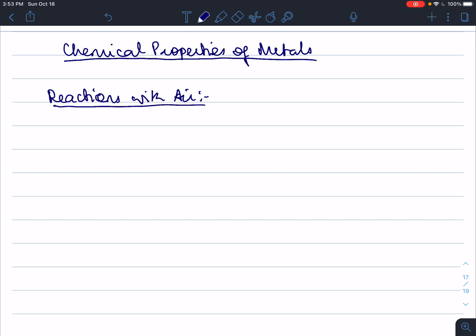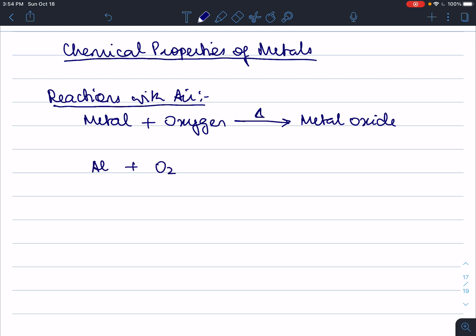Metals can be burnt in air to give you a metal oxide. So metal plus oxygen, when you burn it, will give you metal oxide. Now, a classic example for this would be aluminium. So Al plus O2 gives Al2O3. Now to balance this, we have 3 here, means it has to be 2 here, this is 4Al. Alright? So burning aluminium in air will give you aluminium oxide.